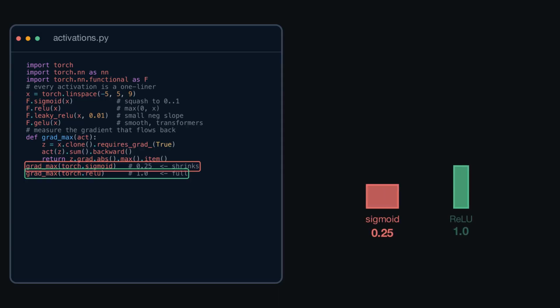There it is. In real numbers, sigmoid lets through at most 0.25. ReLU lets through a full 1, 4 times more. Stack a few layers, and that difference is the gap between a network that learns and one that stalls.